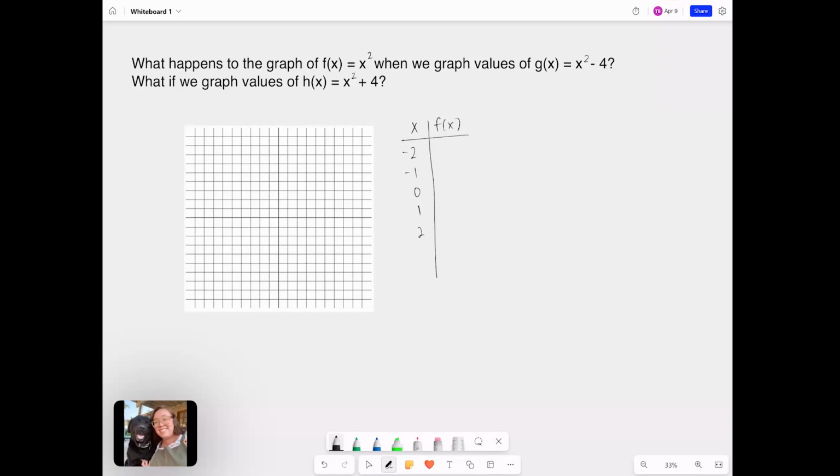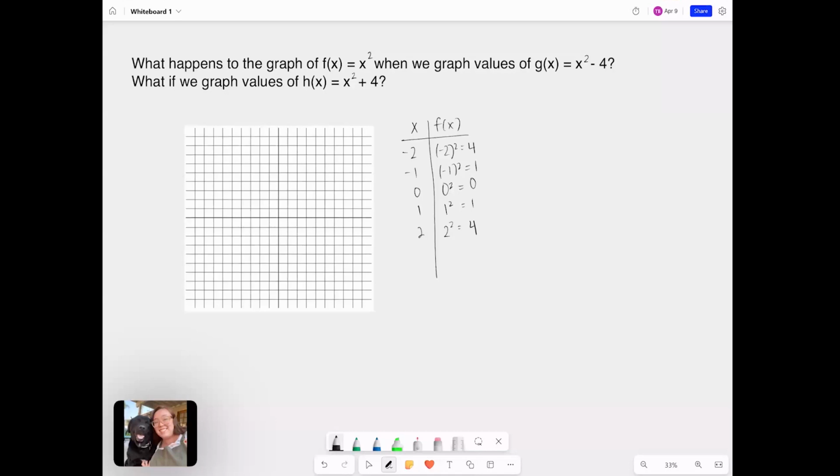If we were to simplify that, we would get -2 squared, which is 4. Make sure those parentheses are there so you get a +4. -1 squared, which is 1. Same thing, make sure the parentheses are there so you get a +1. 0 squared, which is 0. 1 squared, which is 1. And 2 squared, which is also 4.